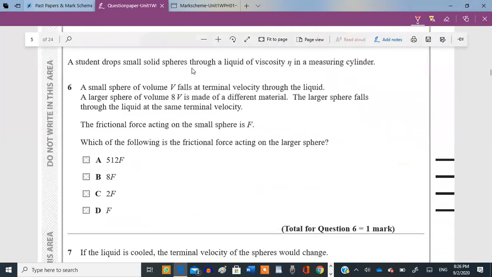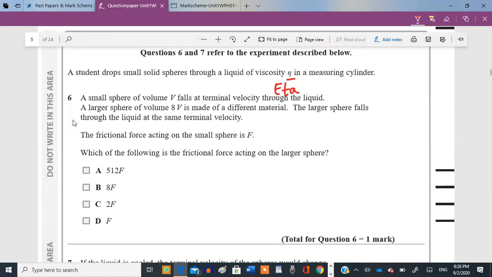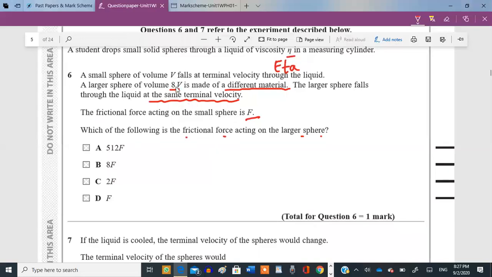A student drops small solid spheres through a liquid of viscosity, this is called eta, in a measuring cylinder. A small sphere of volume V falls at a terminal velocity through the liquid. A large sphere of volume 8V is made of different material. The larger sphere falls through the liquid at the same terminal velocity. The frictional force acting on the small sphere is F. Which of the following is the frictional force acting on the larger sphere if it is moving at a terminal velocity and has a larger volume?